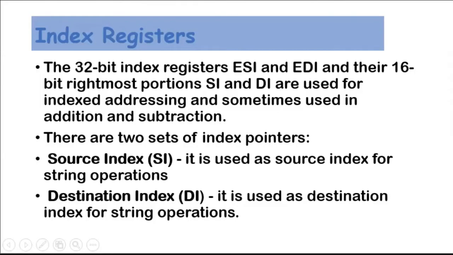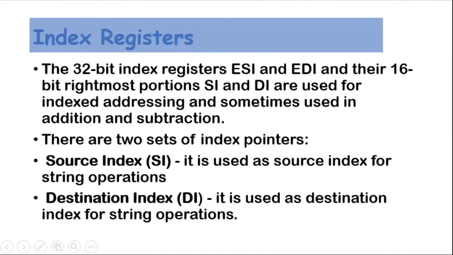Right. So the next register is the index register. In 32-bit, the registers are ESI and EDI, and their 16-bit rightmost portions are SI and DI. If you look at the chart, following the nomenclature, they are used for index addressing. And sometimes they are used in addition and subtraction.